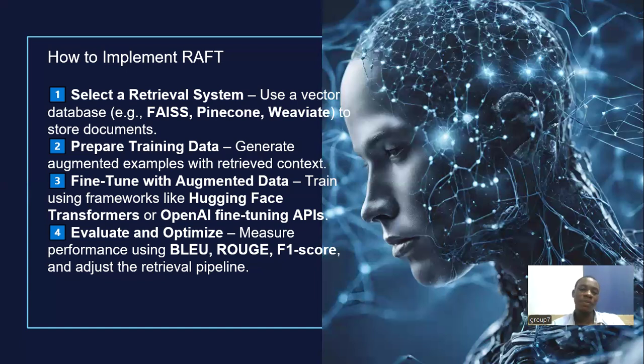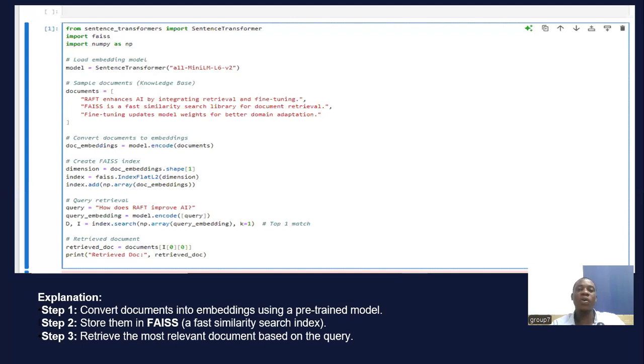Then the third step is fine-tuning with augmented data. You train using frameworks like Hugging Face or OpenAI fine-tuning APIs. The fourth and last step is to evaluate and optimize. This is to understand how your model performs, using tools like F1, which will tell you how your model performs.